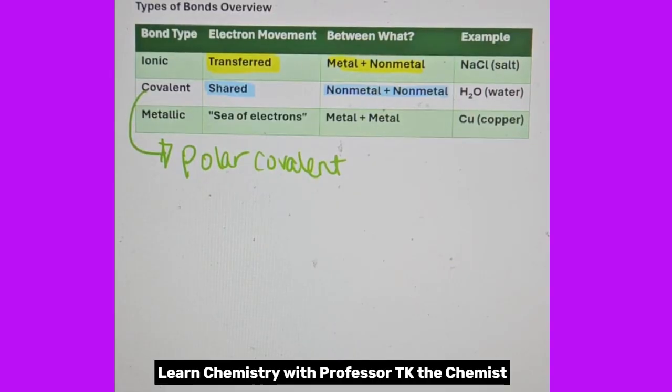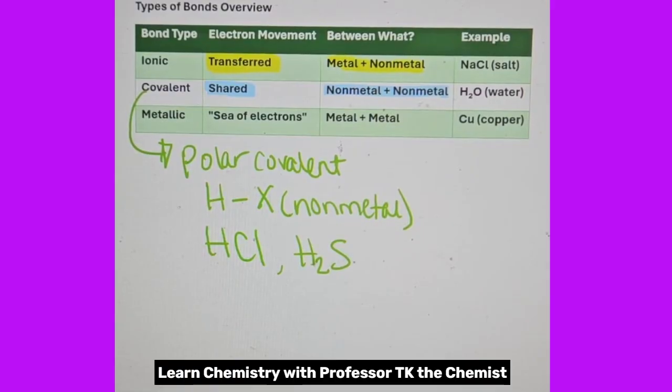So if you have a polar covalent bond, that means it's usually hydrogen plus some other nonmetal element, okay? So you're talking about things like hydrogen chloride, hydrogen sulfide, okay? Hydrogen fluoride. Usually it's hydrogen and some other nonmetal, but you could also have something like carbon dioxide, okay? Because they're both nonmetals, but carbon has a positive charge, oxygen has a negative charge, and that's why we call them polar covalent bonds.